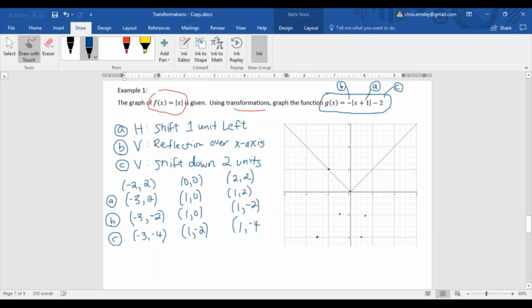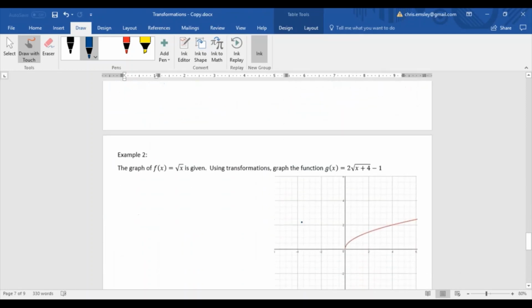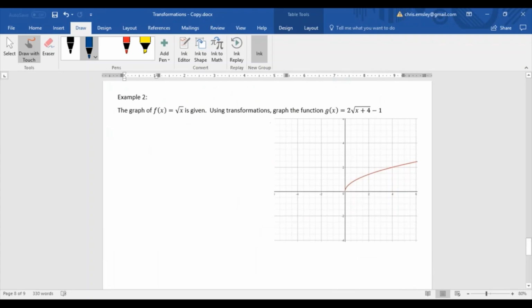And because we know the shape of our original graph, those 3 points give us enough guideline to draw our new transformed graph. Okay, let's do one more of these. Here's another one. This time our parent function is the square root function, and we have it graphed over here.